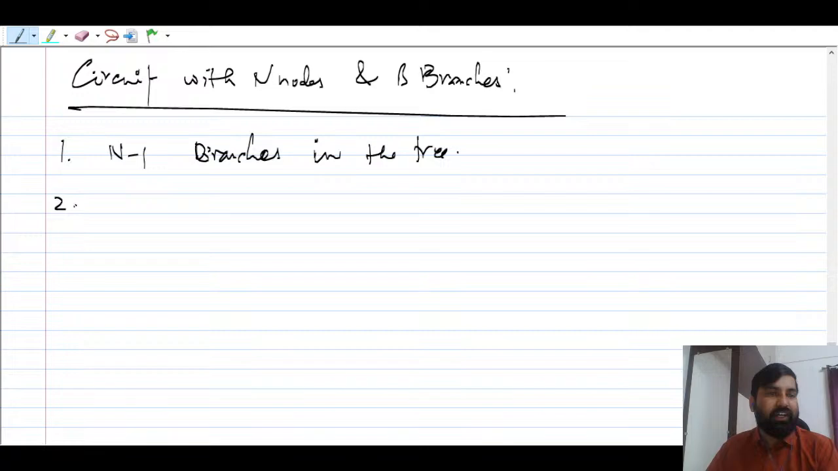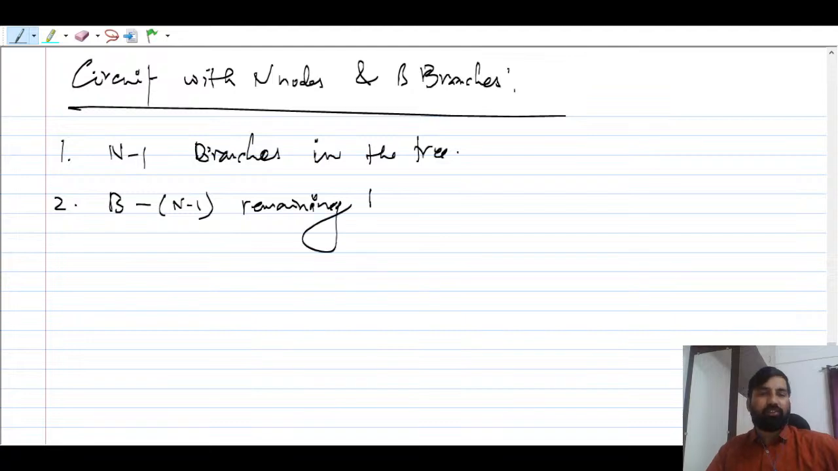The second point to remember is that if you subtract these n minus 1 branches of the tree from the total number of branches B, the remaining branches are known as the co-tree. If you resolve this, it will be B minus n plus 1.